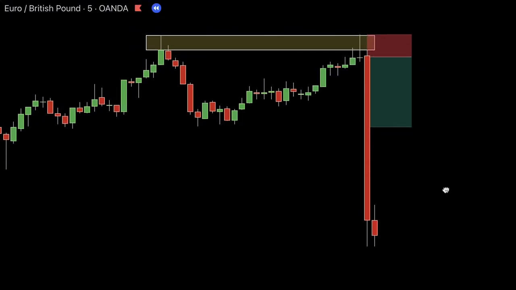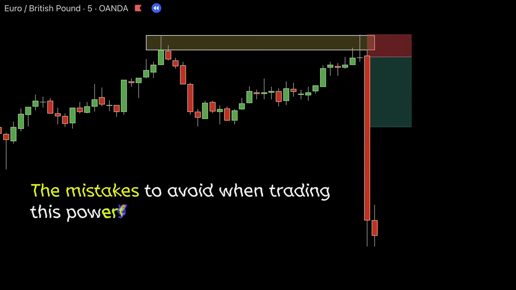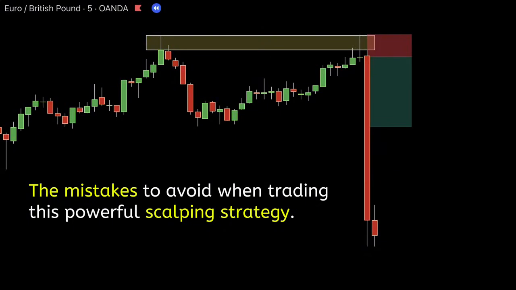After the doji-tailed bar confirmation, the market moved downward as expected, hitting our target. Alright, before we move on, let's talk about something just as important as learning the strategy itself: the mistakes to avoid when trading this powerful scalping strategy.